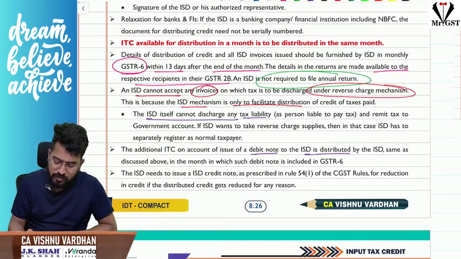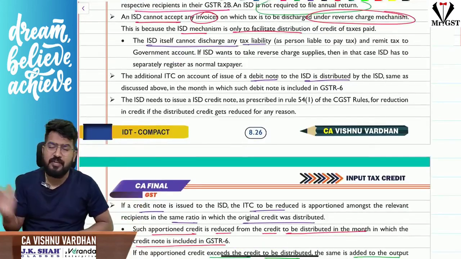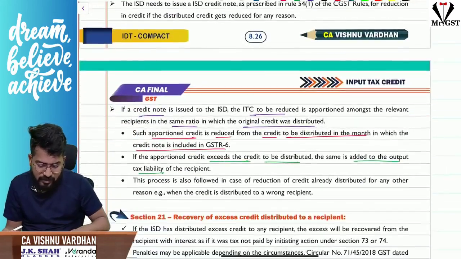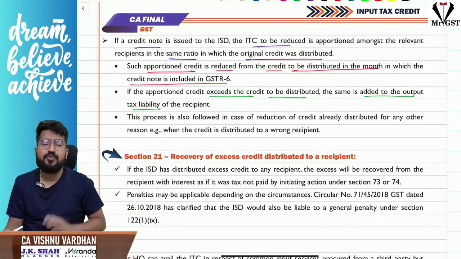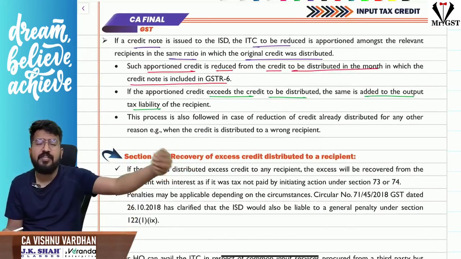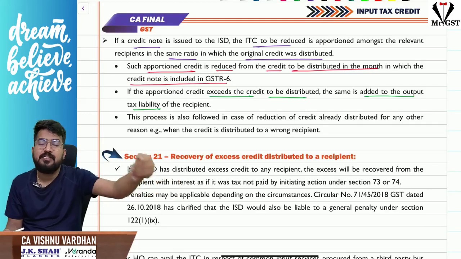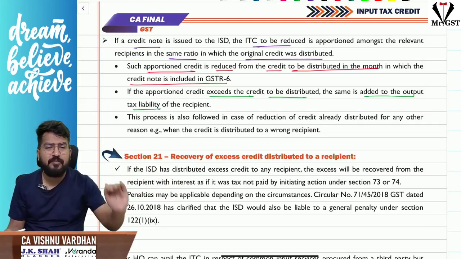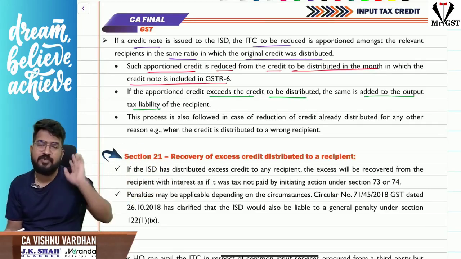Okay. Suppose ISD has received a credit note. Then what does ISD have to do? When ISD is transferring the credit to the branches in the next month, from whatever amount we are transferring, we have to reduce that credit note amount and then transfer.